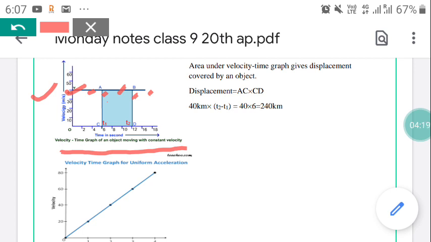Like I discussed with you the third case of the distance time graph when an object is at rest. Since distance is not changing with time, it is parallel to the time axis. Here velocity is constant, so it will be parallel to the time axis.